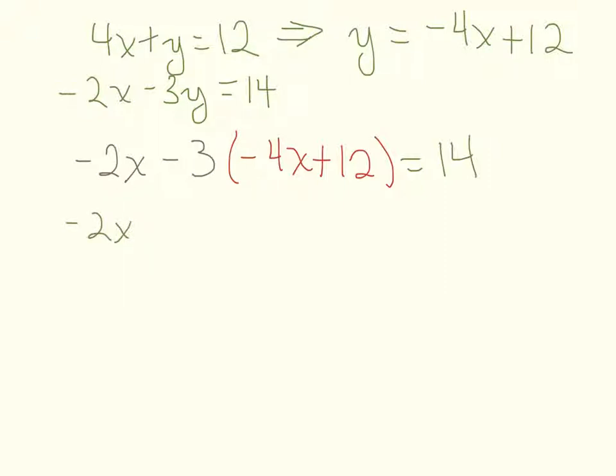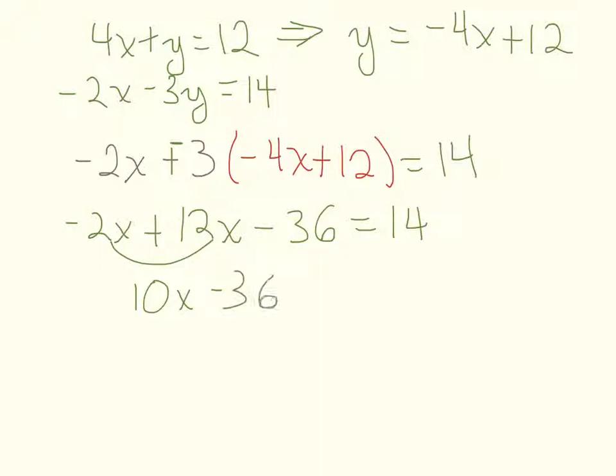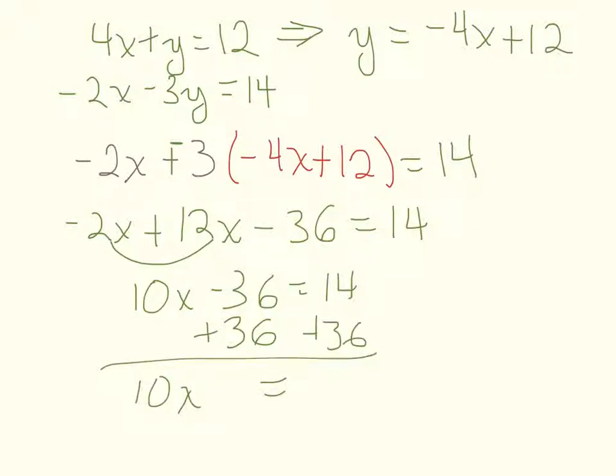It might be a really good idea to change this to adding a negative, and then say negative 3 times negative 4 is a positive 12x. Negative 3 times a positive 12 is a negative 36, and that's equal to 14. Combine like terms, we get 10x minus 36 equals 14. Add 36 to both sides, and we get 10x is equal to 50. Divide both sides by 10, and we end up with the result x is equal to 5.